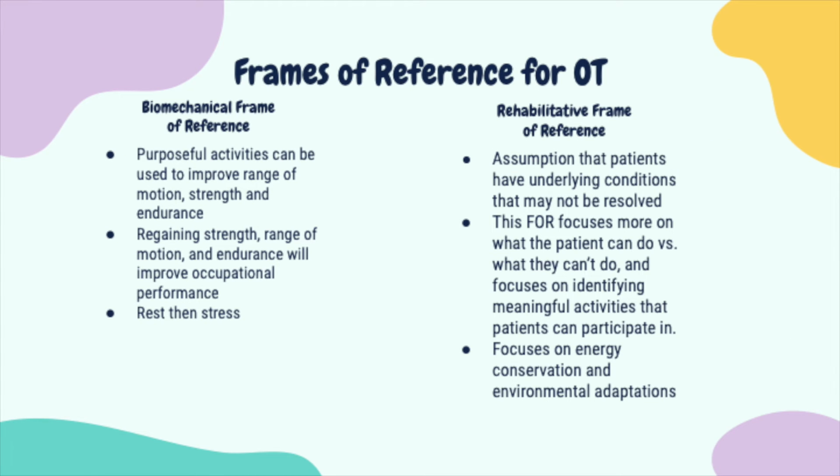Prior to working with AML patients, an occupational therapist must pick and choose a frame of reference to guide their interventions. Two possible frames of reference include the biomechanical frame of reference, which focuses on improving range of motion, strength, and endurance. The rehabilitative frame of reference is also an option for AML patients, considering it focuses on what the patient can do versus what they can't do, and the importance of identifying meaningful activities that the patients can participate in. It also focuses on energy conservation and environmental adaptations.